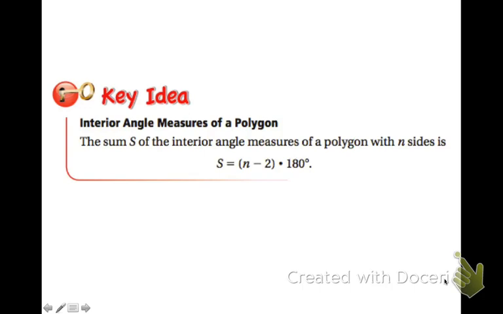Through this idea, the sum S of the interior angle measures of a polygon with n sides is calculated by taking n minus 2 times 180. The n minus 2 is the number of sides minus 2, and that 2 comes from the two adjacent vertices that any point is already connected to, right? Then you drew diagonals to all the other vertices to divide it into triangles. The number of degrees in a triangle is 180.